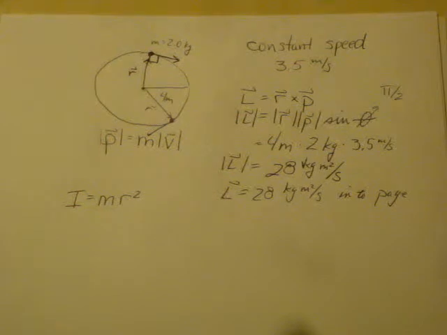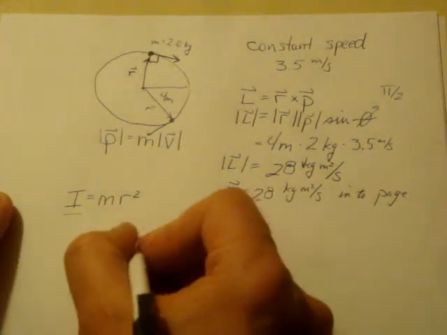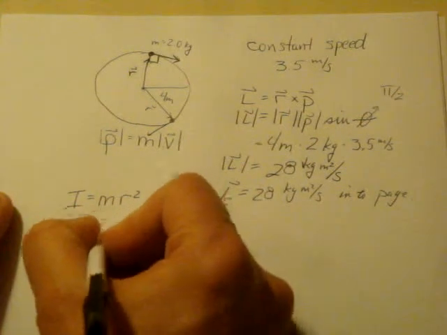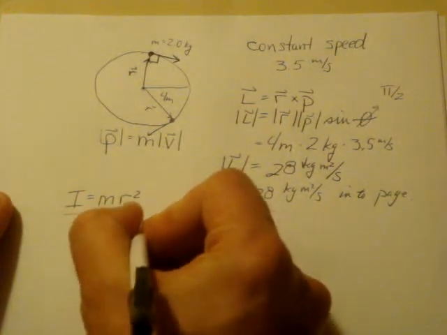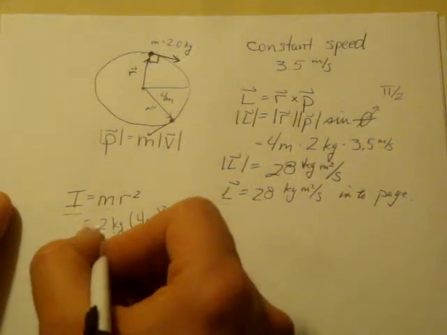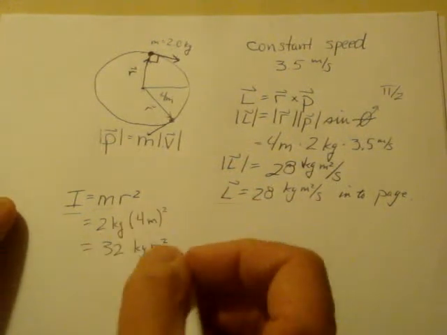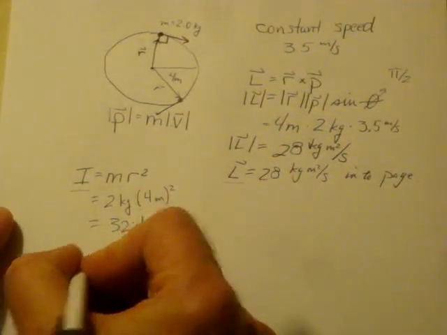And the last one is, what is the angular velocity of the particle? Well, we can figure that out. We know what the angular momentum is, and we know what the moment of inertia is, so we can calculate a value for this. It's 2 kilograms times 4 meters squared. 4 squared is 16, times 2 is 32 kilogram meters squared. And the last part of the question asks, what's the angular velocity?